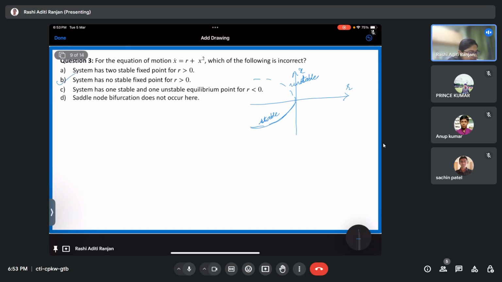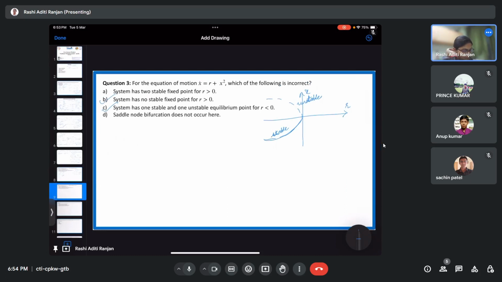Then system has one stable and one unstable fixed point for r less than 0. Yes. And saddle node bifurcation does not occur here. So this is the wrong option because this is also a case of a saddle node bifurcation. Both ways, it is going to be the saddle node bifurcation. Okay, so if this kind of behavior is seen in any nonlinear system, then we can say that there is the occurrence of a saddle node bifurcation.